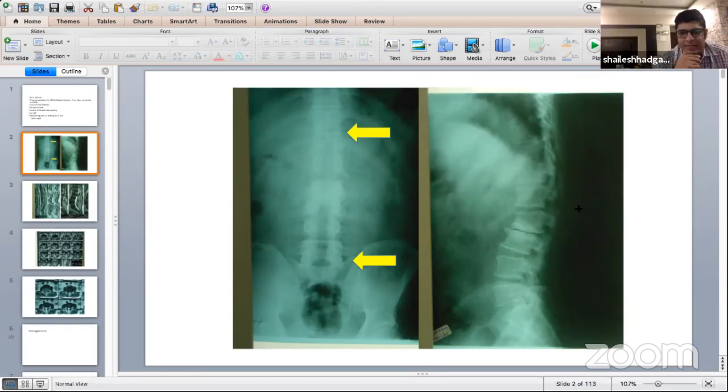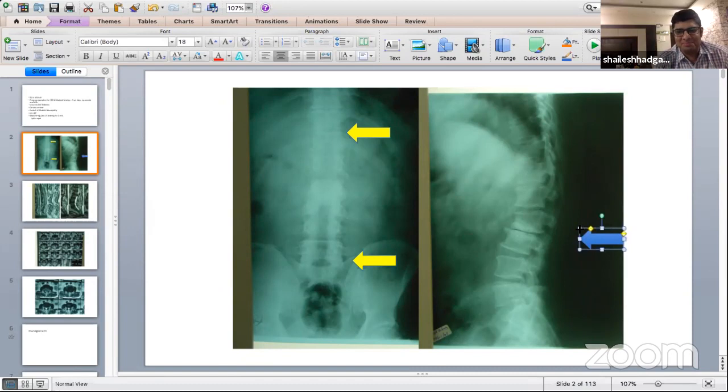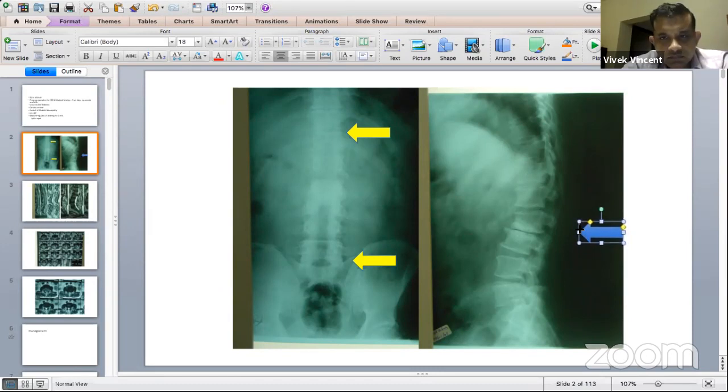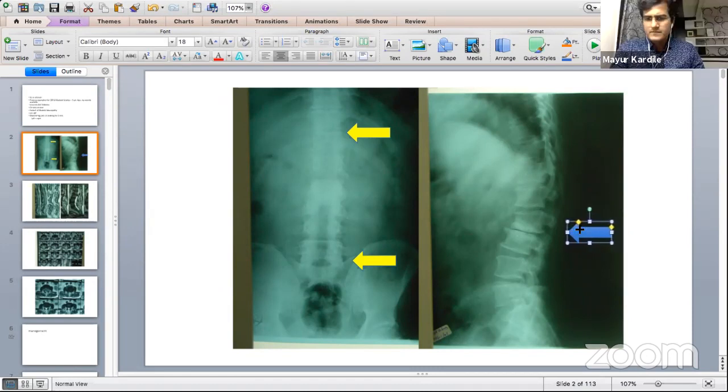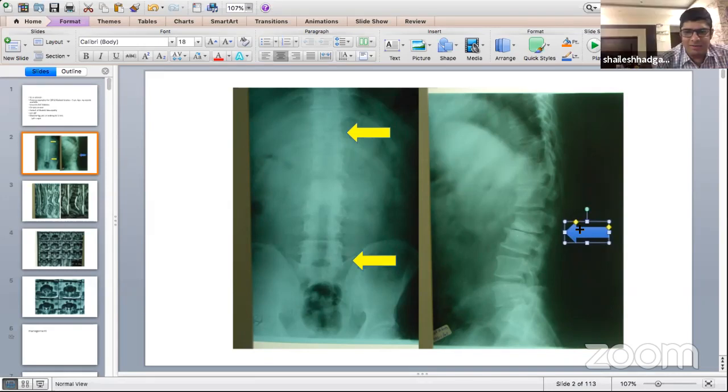5, 4, 3, 2. The Bombay guys. There's a retrolisthesis at 2, 3 with reduction in the disc base. Yes, well done. Next, Mayur. Actually, I think Pars is absent there. Everything is absent. Pars is gone. Look at the laminectomy. D12 to L5S1, I think. Yeah.